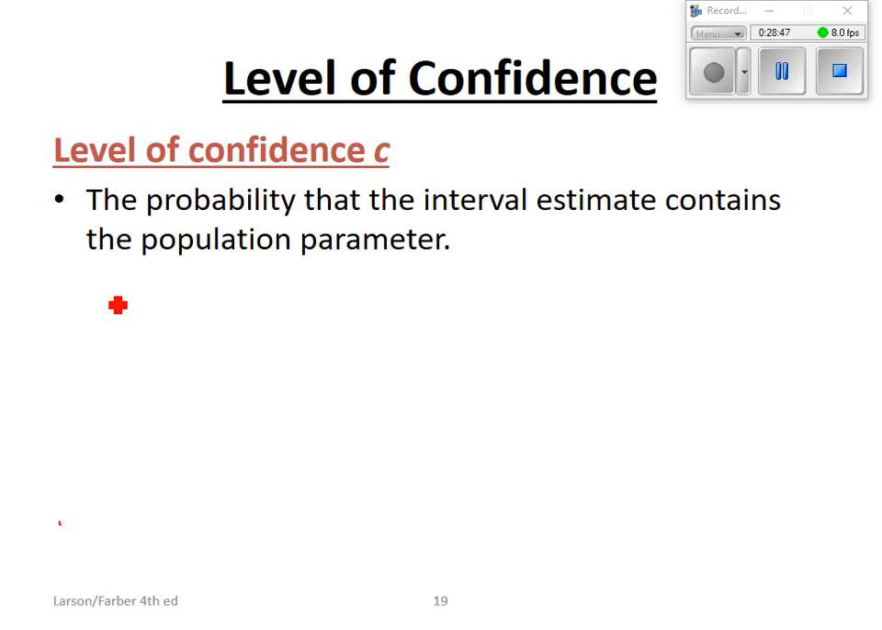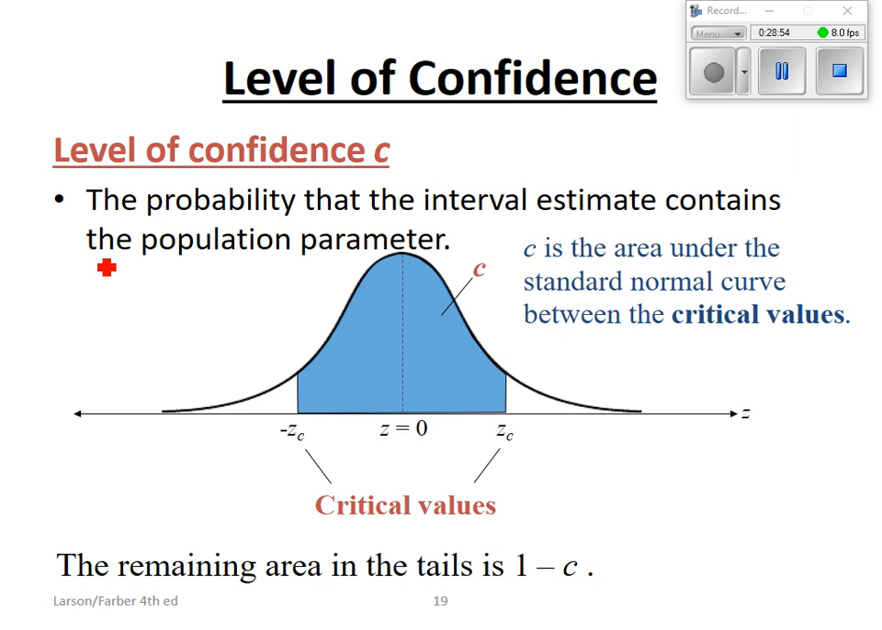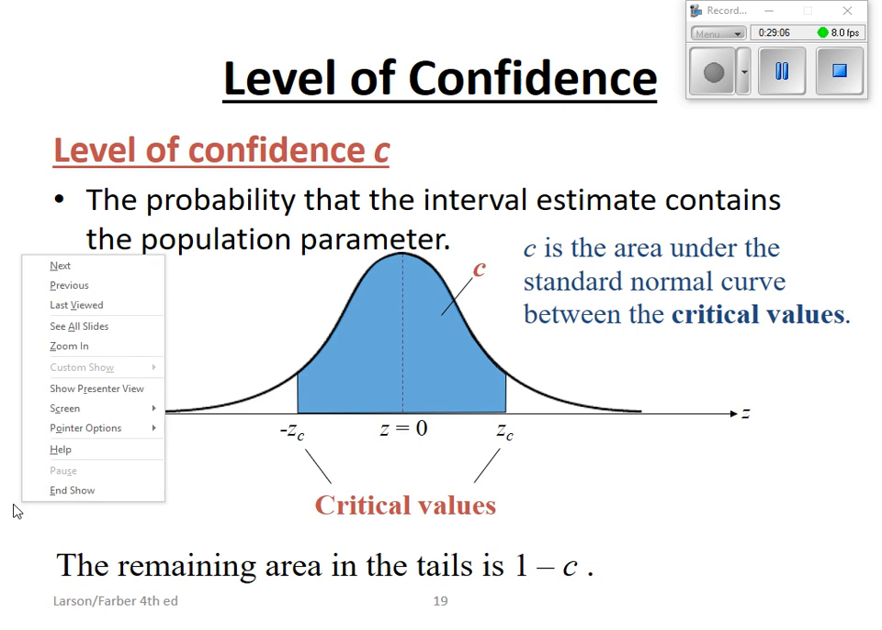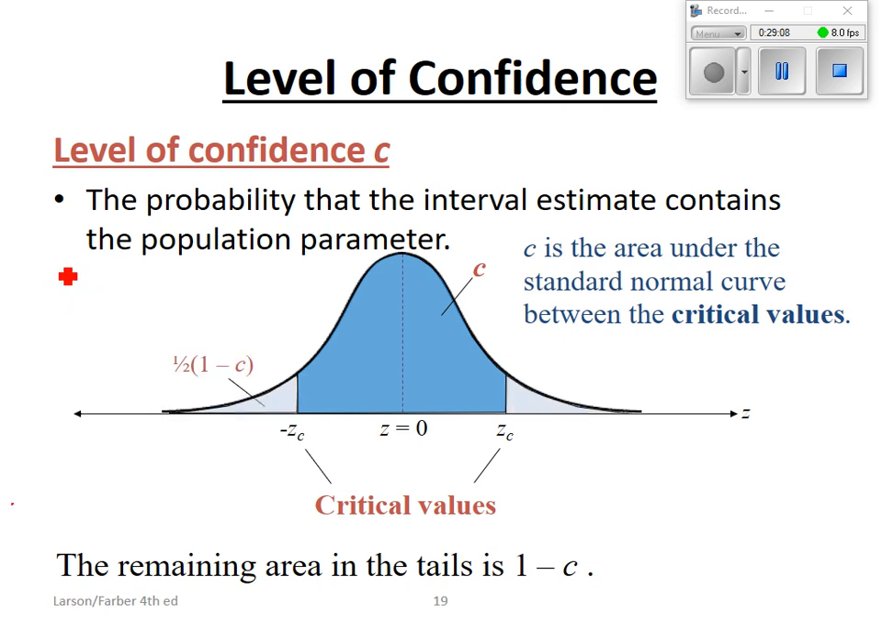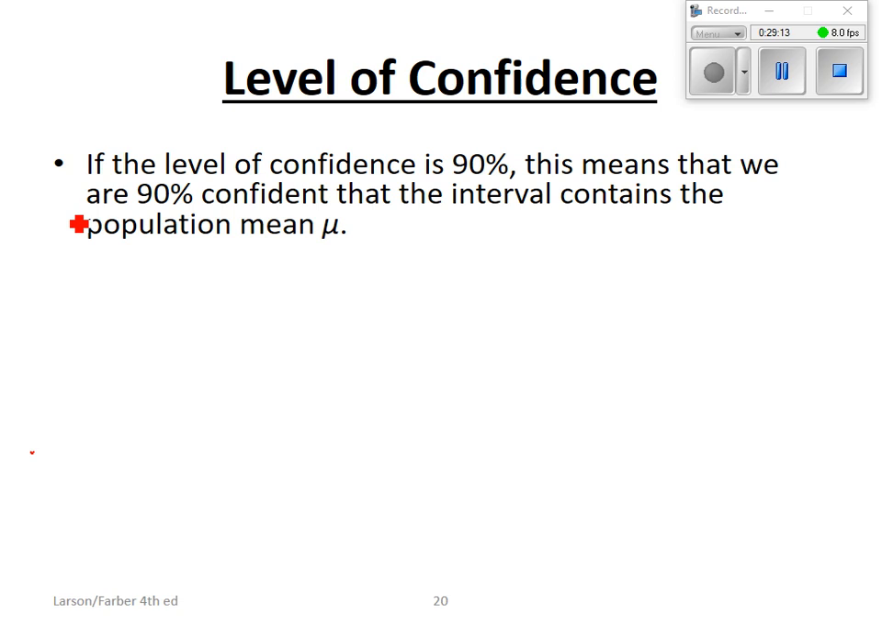Level of confidence C is the probability that the interval estimate contains the population parameter. We already said that. Those are your critical values. To find the area remaining in the tails out here, you just take 1 minus whatever that confidence level is. You guys were doing that a second ago. Take half of it on one side, half of it on the other side.